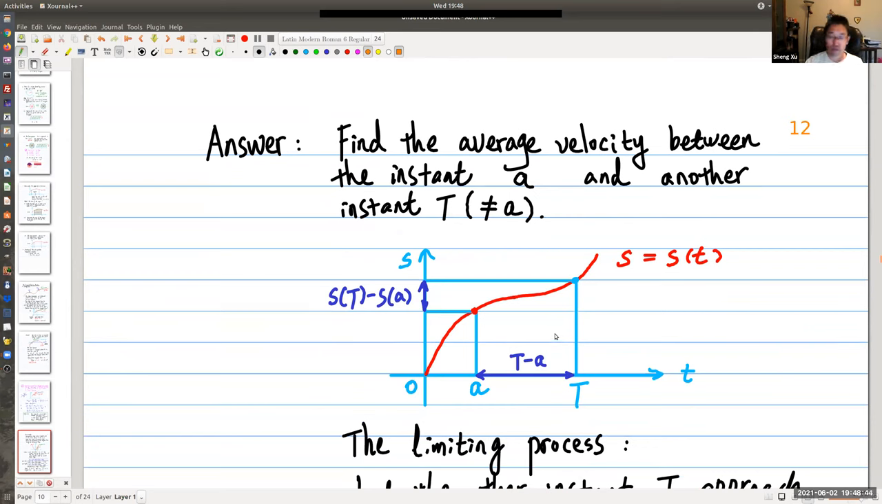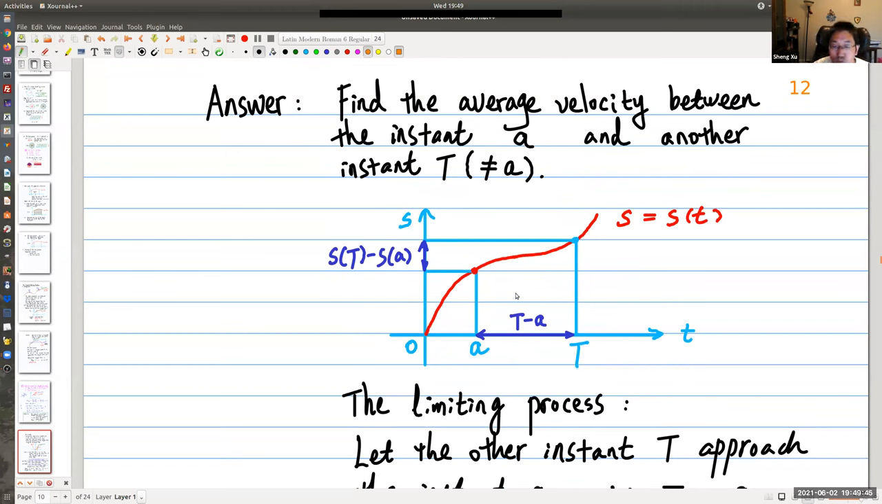Again, very similar to that tangent problem, I don't know how to find that instantaneous velocity, but I change my question here. Can you find the average velocity between this current instant a and another instant capital T, which is not equal to a? That's easy. From moment a to moment T, the time duration is T minus a. That's the time you drive. How much distance do you cover in this amount of time? Of course, it is S at T subtract S at a. So your average velocity in that period would be S(T) minus S(a) divided by T minus a.